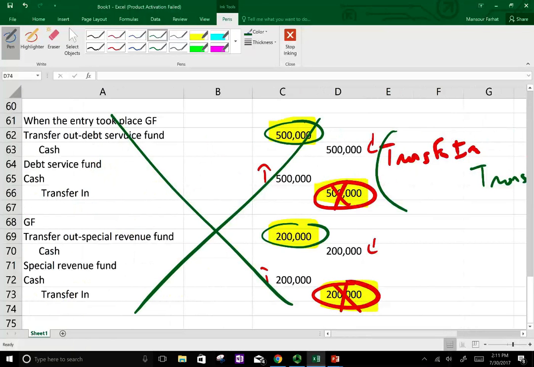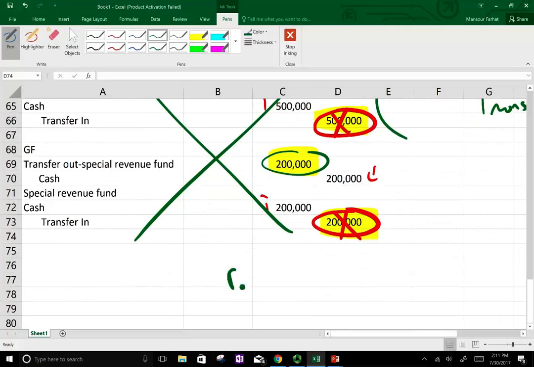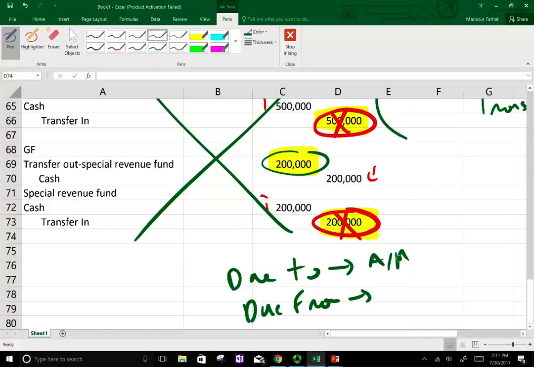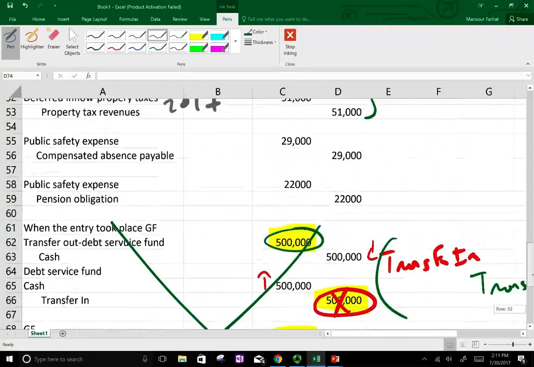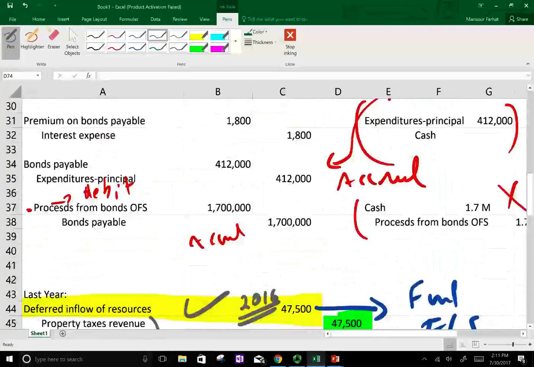It's going to be the same concept when we do due to and due from. Due to is basically a payable, and due from is a receivable. We cancel them the same way, against each other. So this is basically how the interfund transfer is canceled.